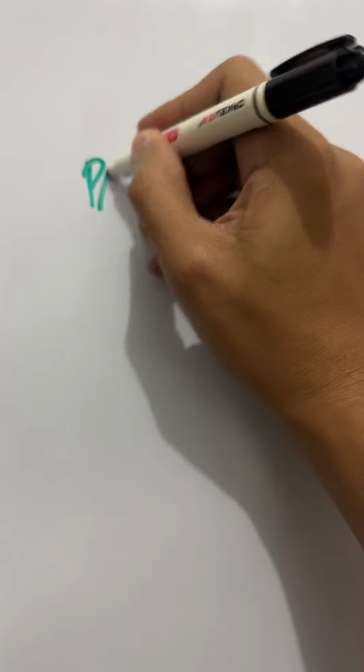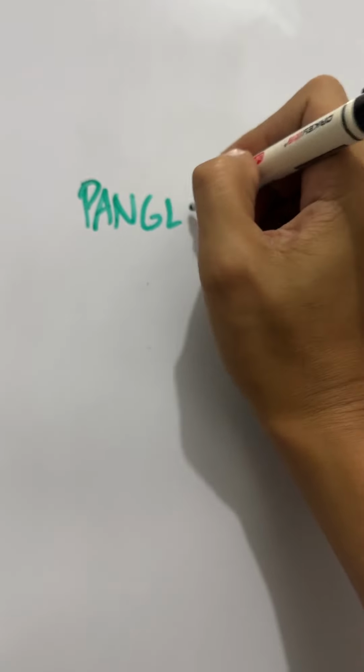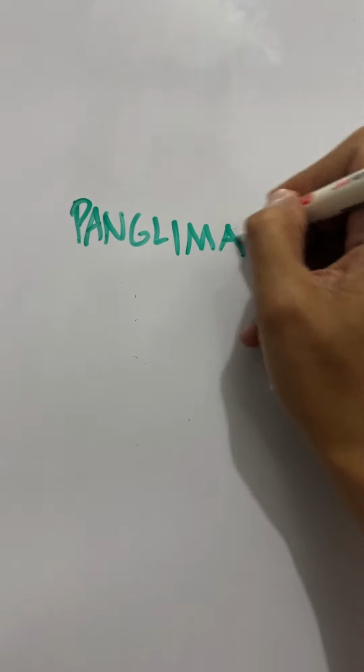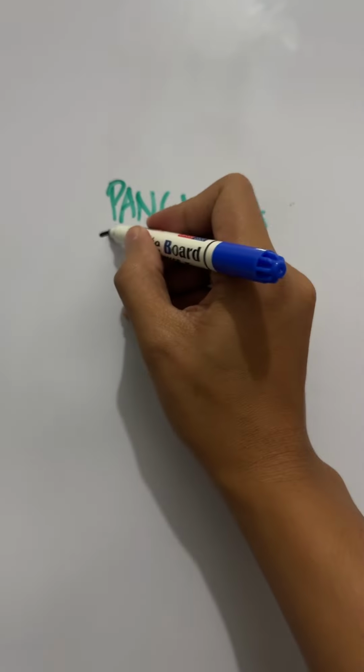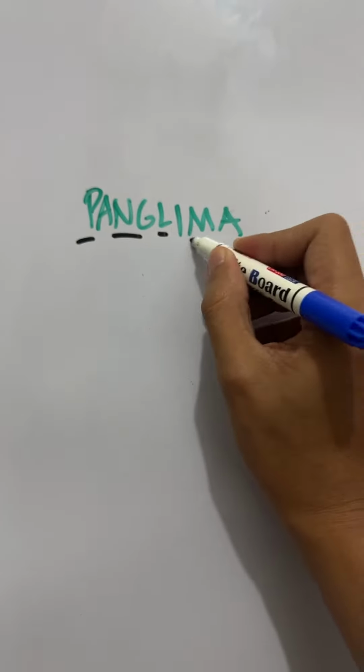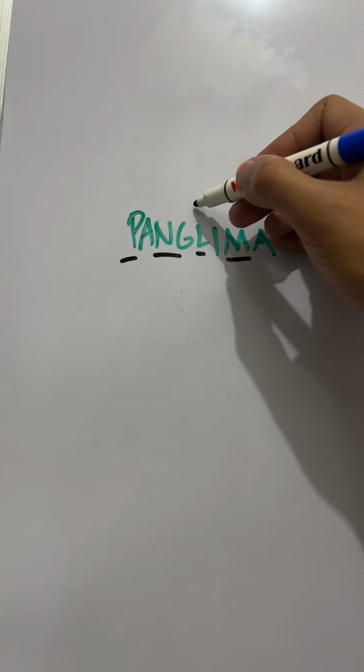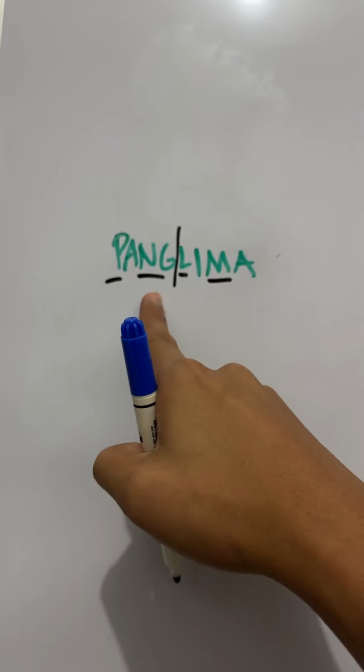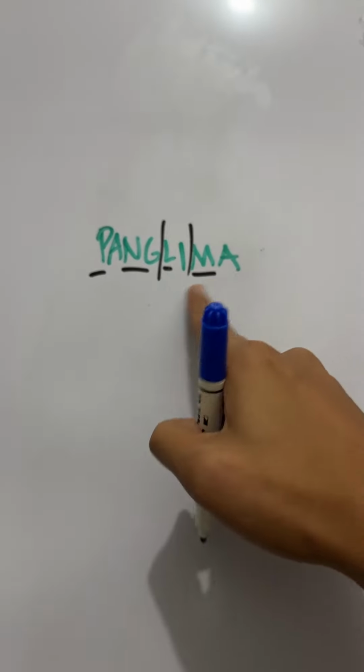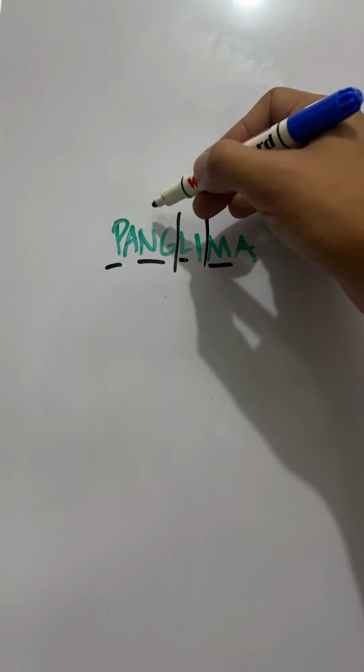Next word, Panglima. Okay, let's identify the consonants. We have pa, nga, lam, and ma. And the pang is one syllable, then lima, two syllables. So the nga here has no vowel sound, so this is baris patay.